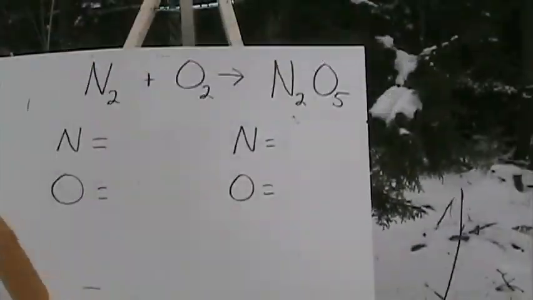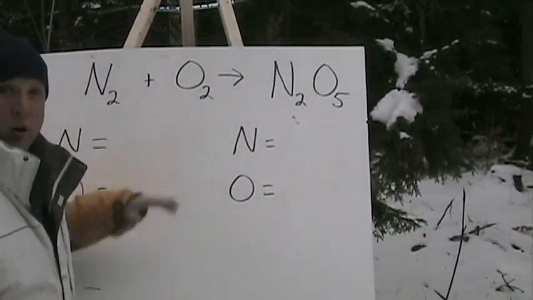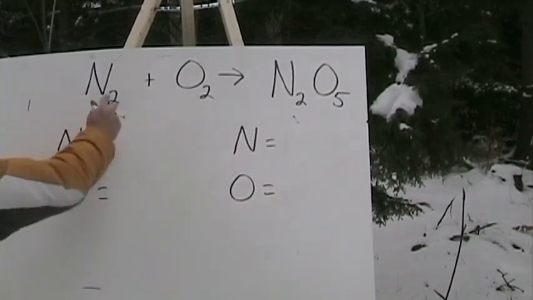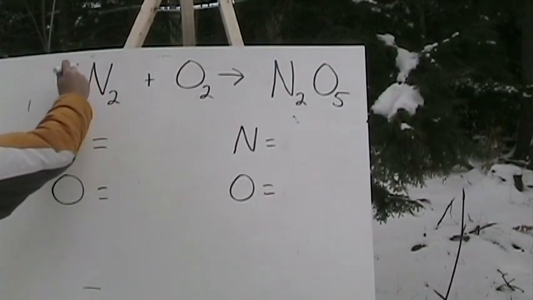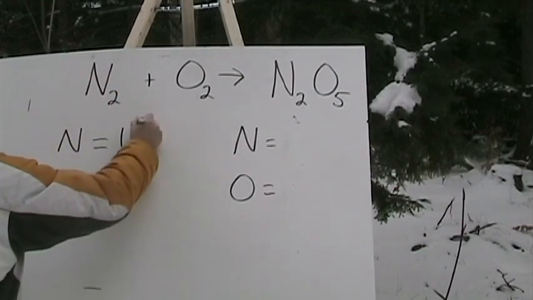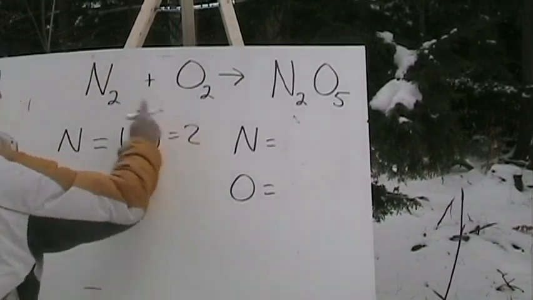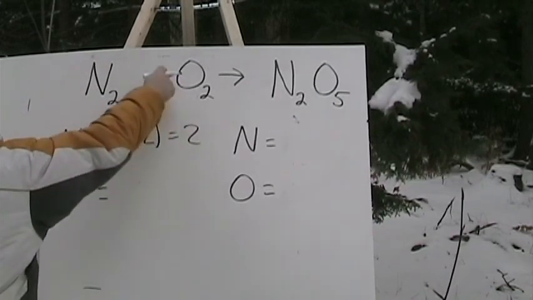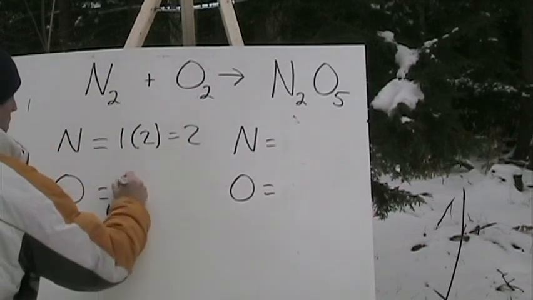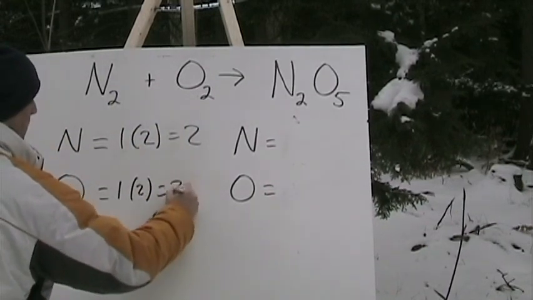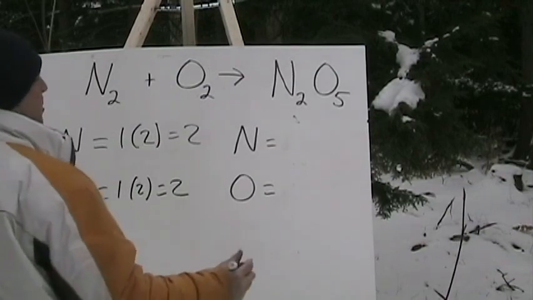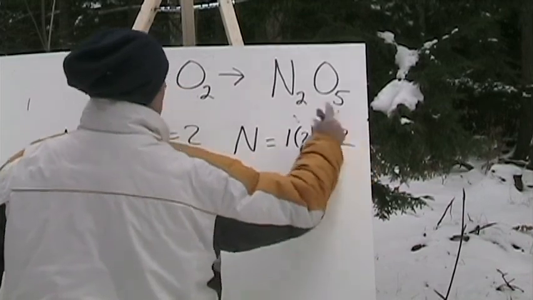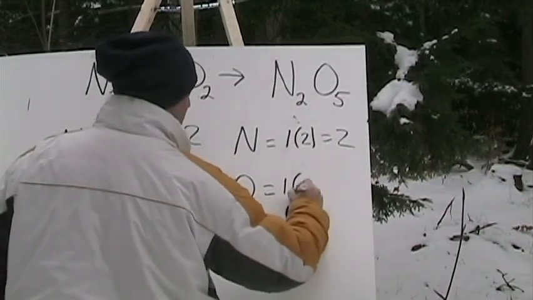All right, our next equation is this here. Let's go ahead and count our atoms. We have two nitrogens on this side. One times two is two. Let's multiply it out. Coefficient of one times two equals two. No number listed stands for one. One times two is two. This one here, one times two is two. This one here, nitrogen, one times two is two. One times five equals five.